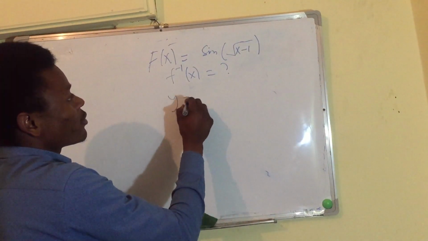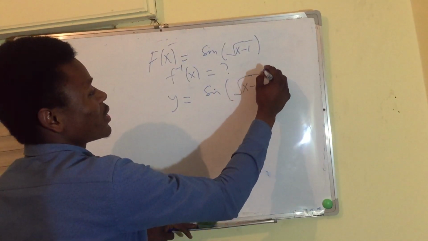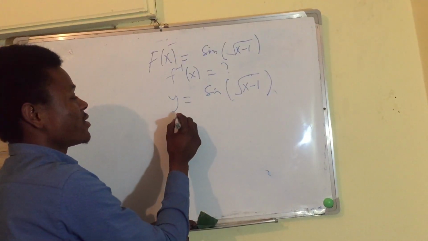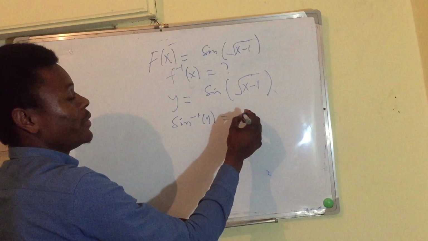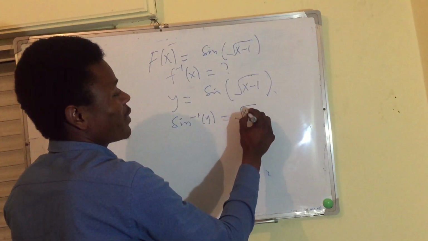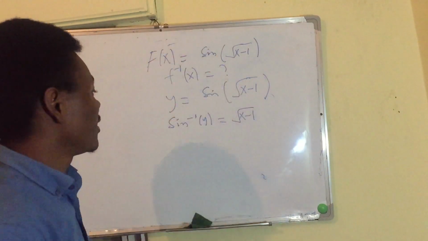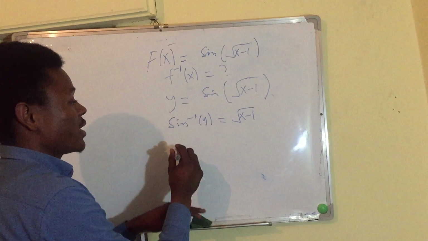We set y equals sine of the square root of x minus 1. To remove the sine, we take the sine inverse. So sine inverse of y will be the square root of x minus 1. With sine inverse on both sides, sine cancels sine inverse, right? On each side. To remove the square root, we have to square both sides.